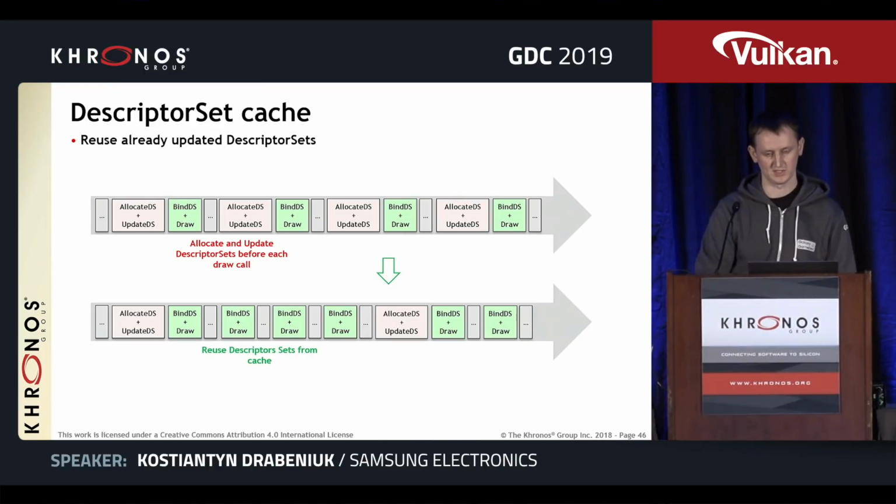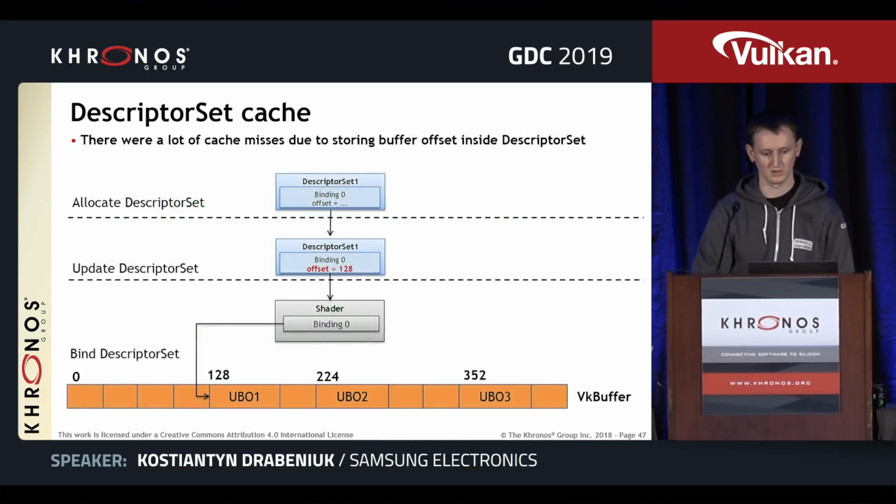As I already said, in Fortnite there are a lot of draw calls, so a significant amount of allocates and updates can be skipped. But if you store the buffer offset inside the descriptor set, you will get a lot of cache misses.